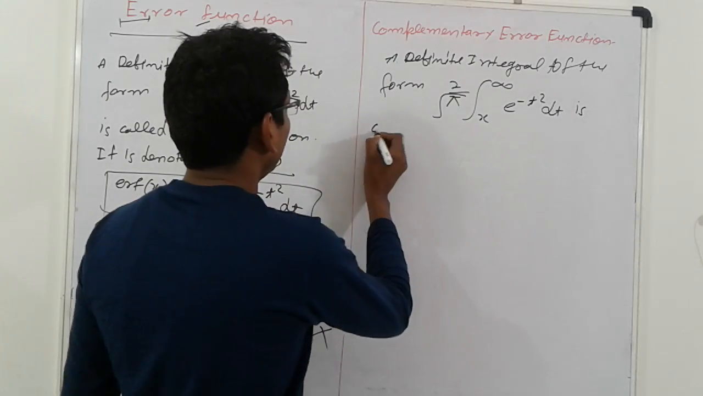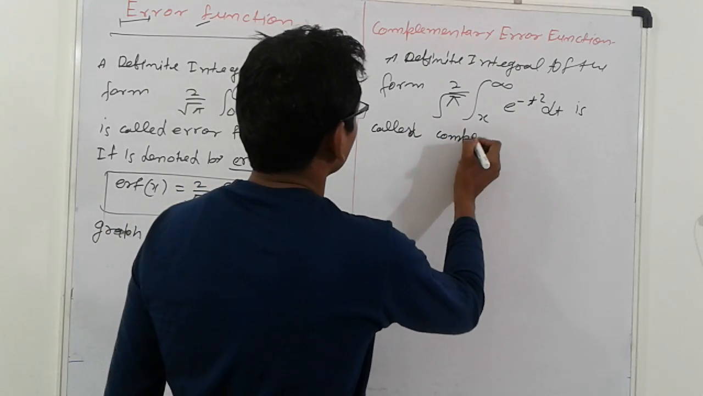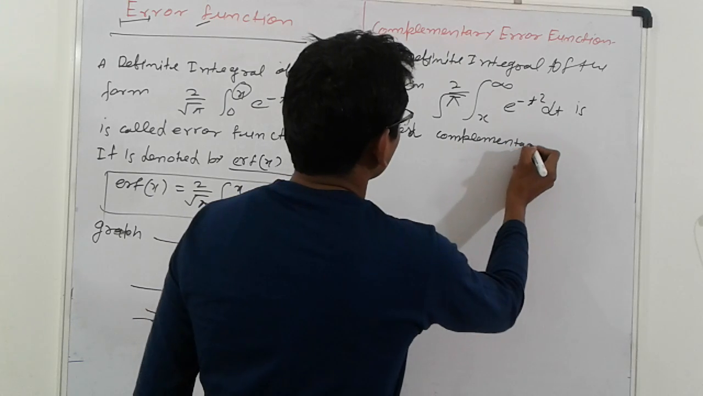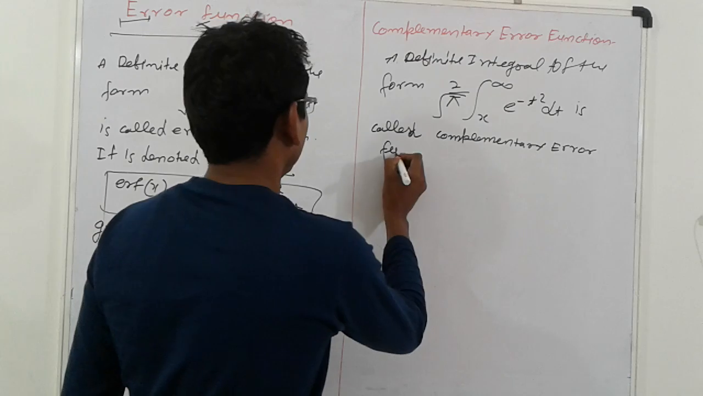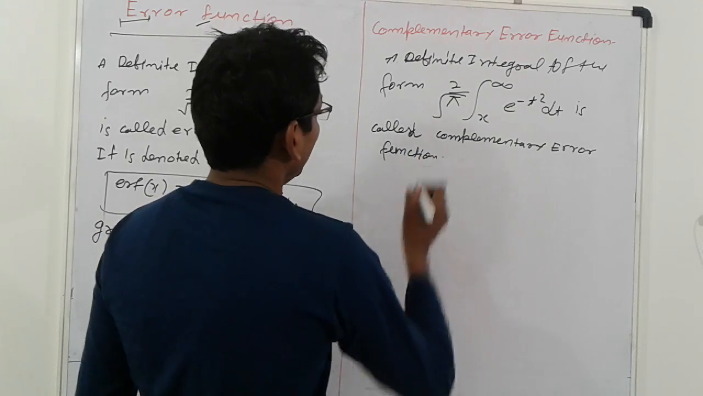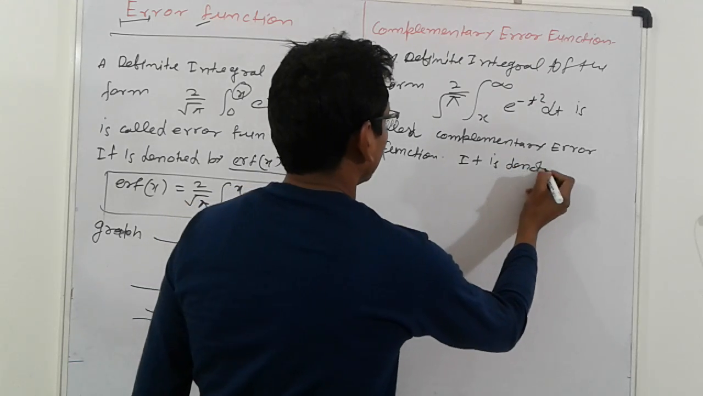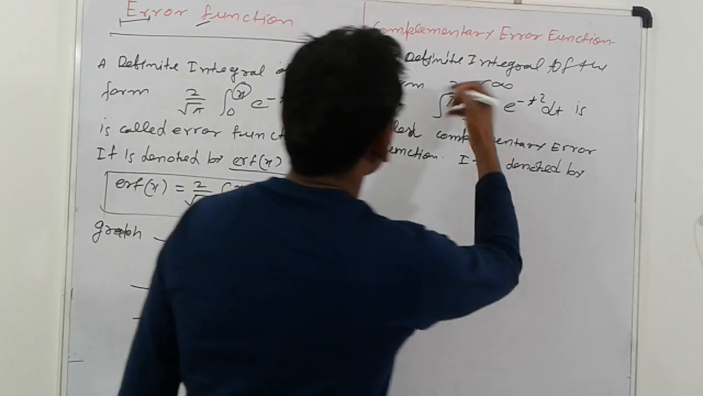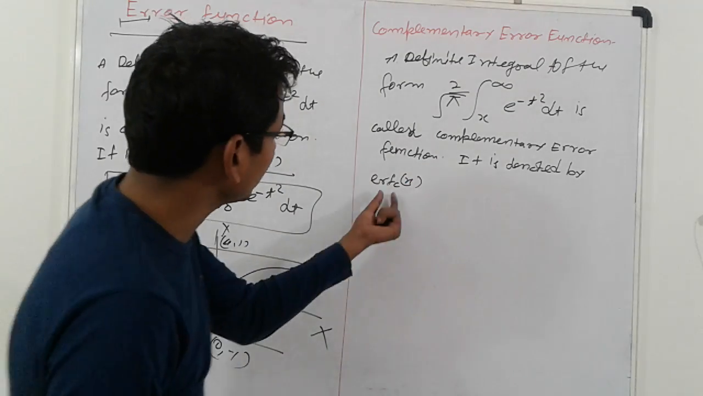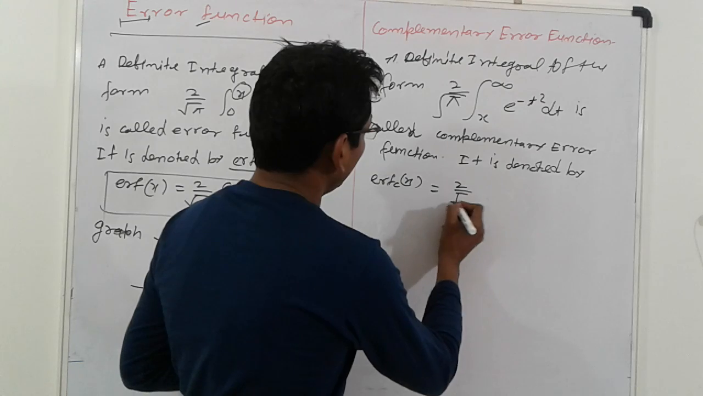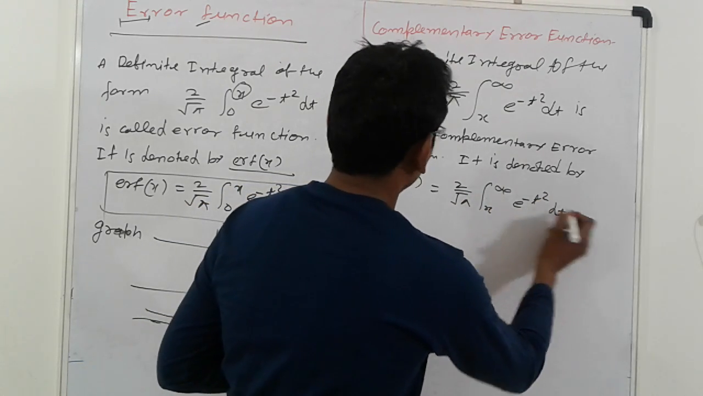complementary error function. And it is denoted by erfc of x, that is c means complementary: 2 upon under root pi, x to infinity, e raised to minus t square dt.